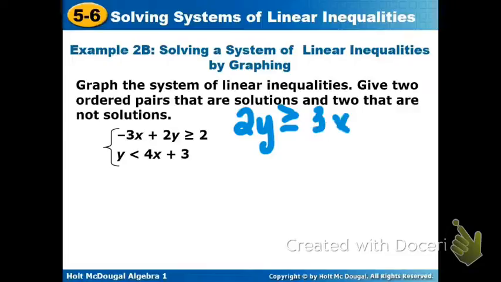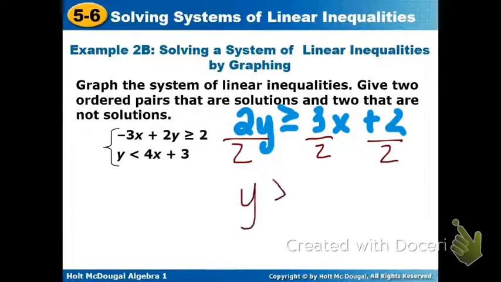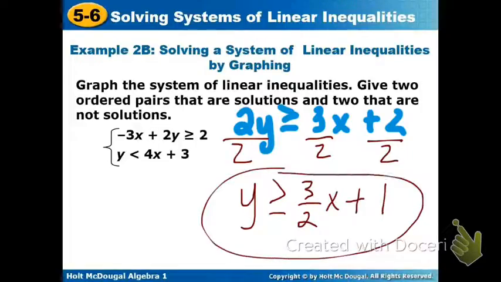Here 3x plus 2. But we can't leave y with the 2, so we've got to divide by the 2. Remember, everything gets divided. You're left with y is greater than or equal to 3 over 2x. And then 2 divided by 2 is 1. So that's what we're graphing, and this is what we're graphing. So let me write that down before I switch slides.